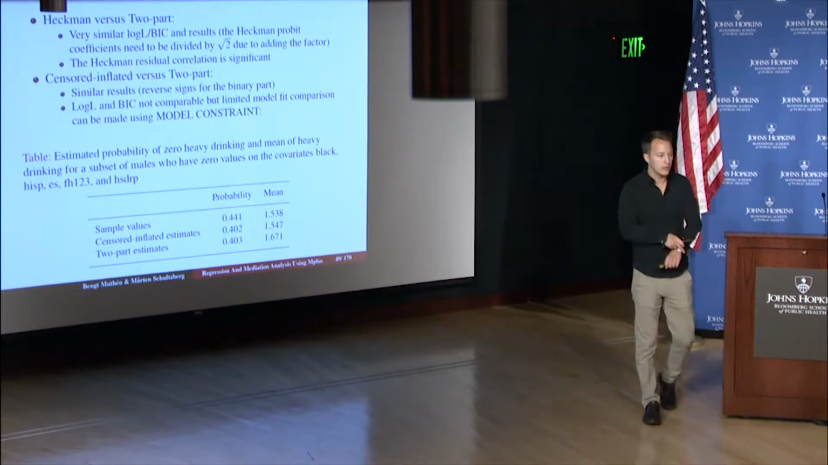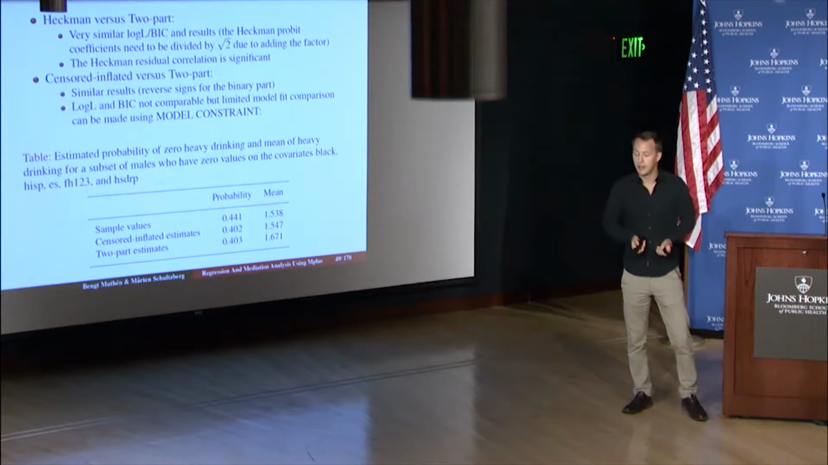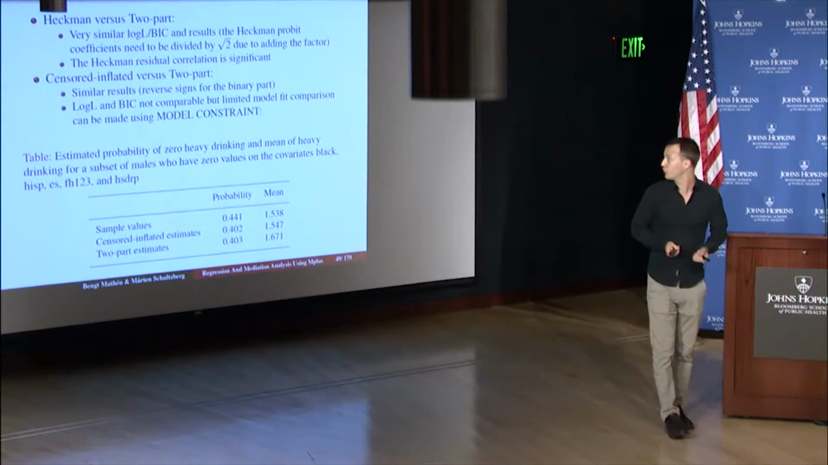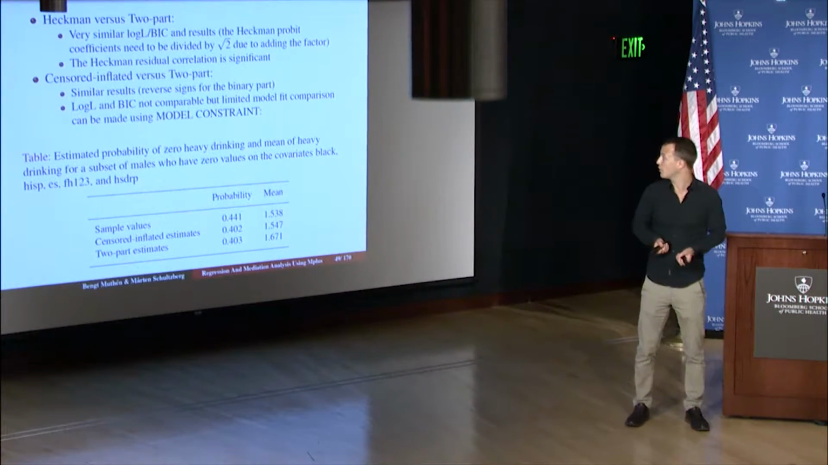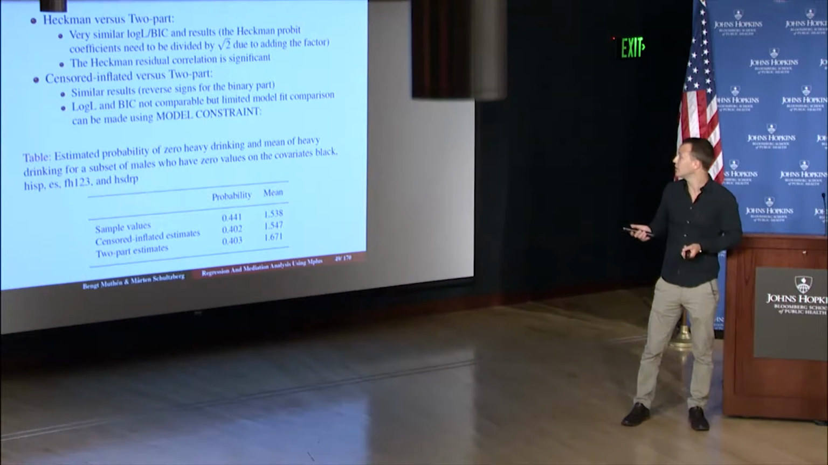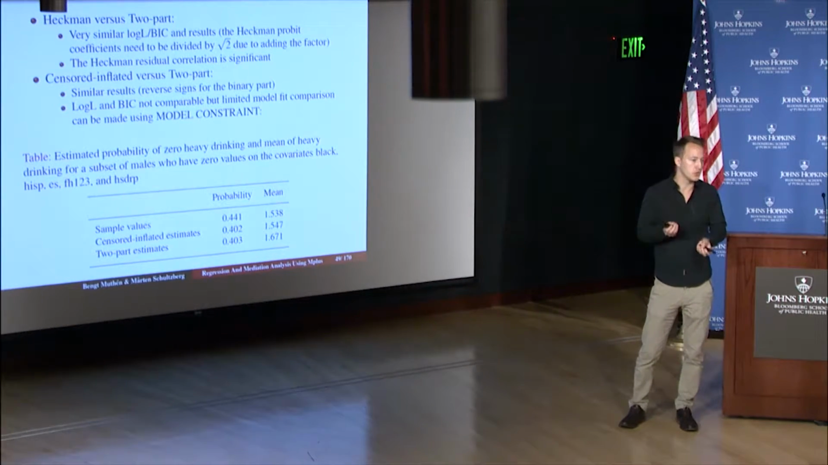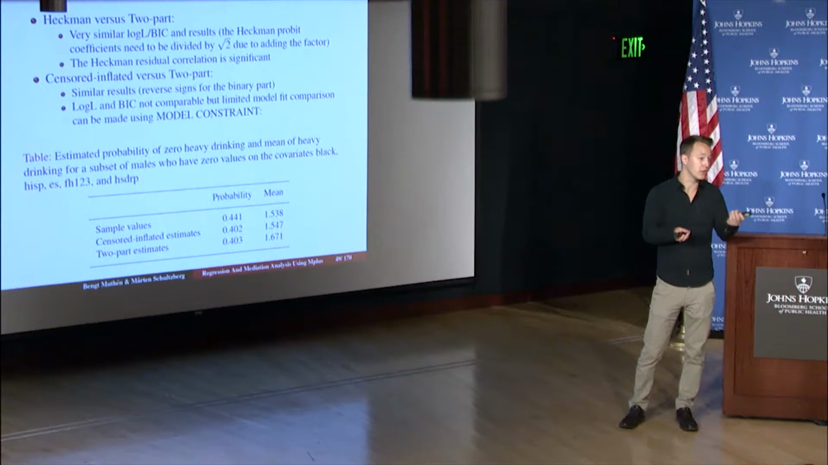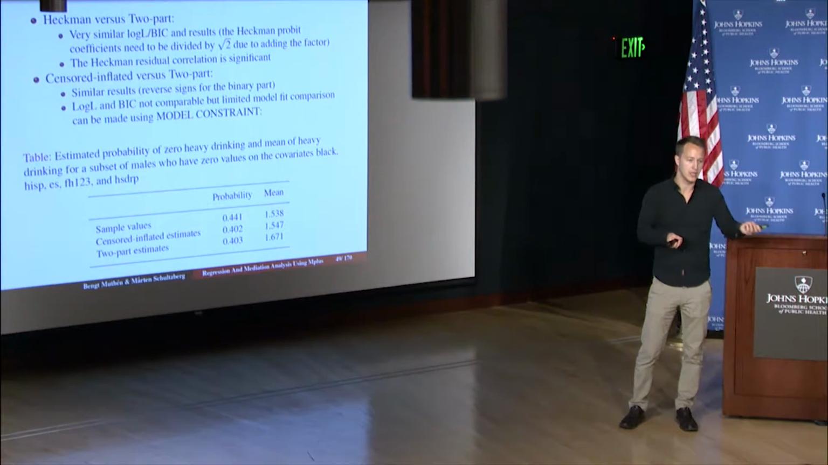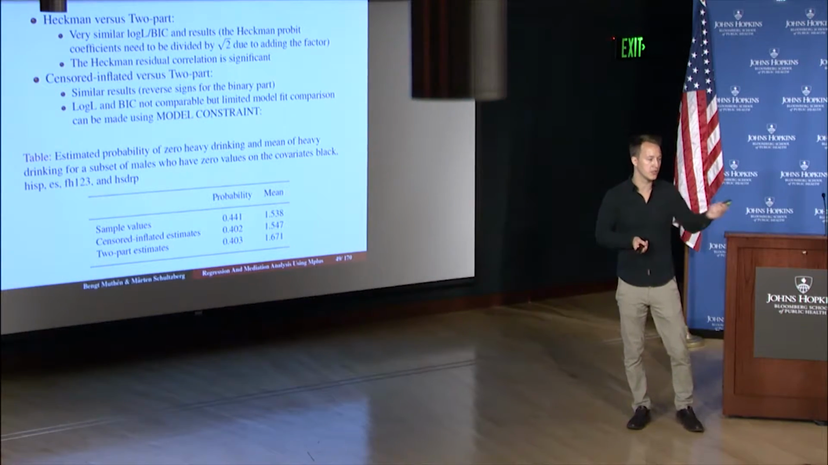All right, so like we saw here in the model fit measures, the Heckman and the 2-part model were very similar. And actually, the Heckman residual correlation is significant in the Heckman model. So it's difficult to choose between them. The BIC might suggest that we're going to go with the 2-part, but also the correlation was significant. So that might tell us to go in the Heckman direction.